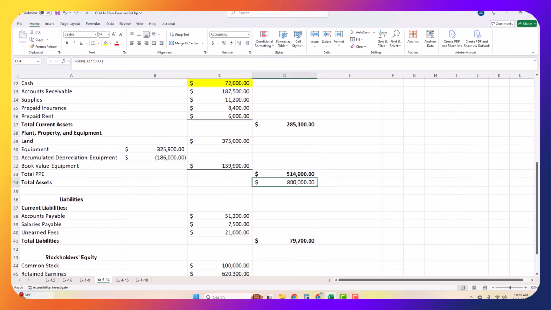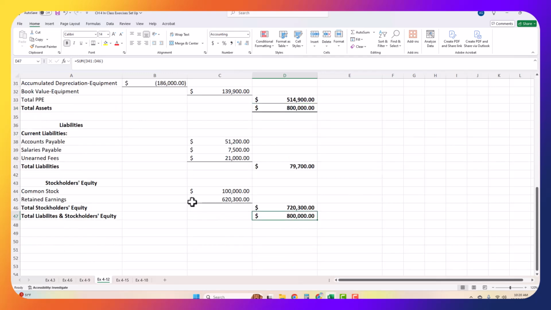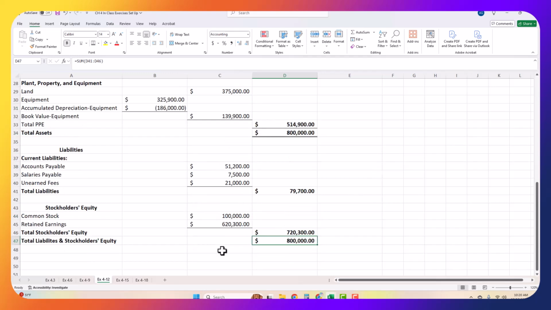And now when I put that in, if you're using formulas, you wouldn't need to go back because the formulas would add the 72,000 in cash, and then total assets would equal. So that's how you would solve for cash.